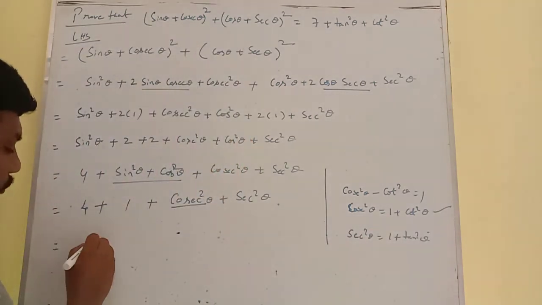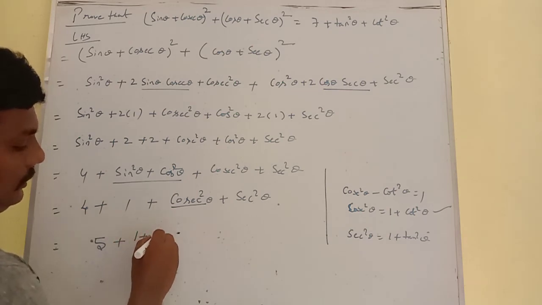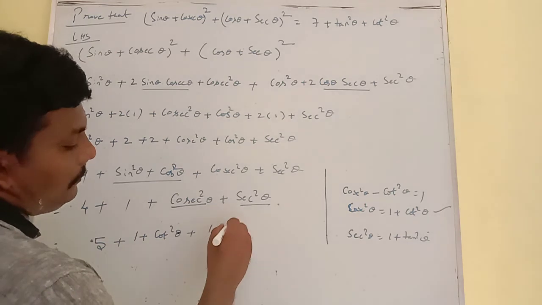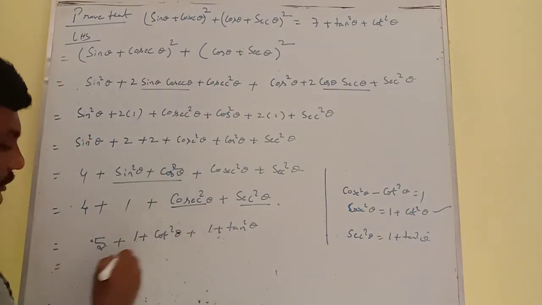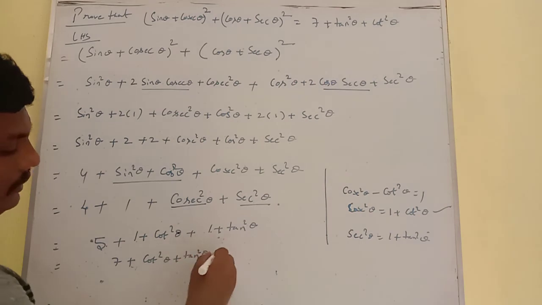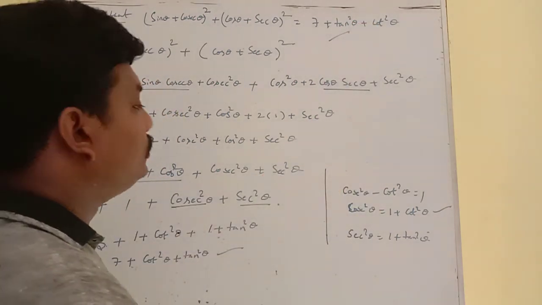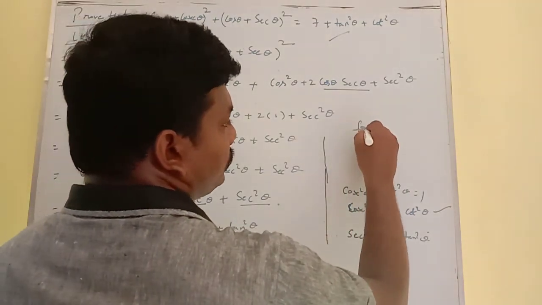Now this is 1 plus 4, that is 5, plus this can be written as 1 plus cot square theta, and this can be written as 1 plus tan square theta. Now 5 plus 1 plus 1 is 7, plus cot square theta plus tan square theta. So it is verified. In this problem, how many formulas did we use? The formulas related to this question.